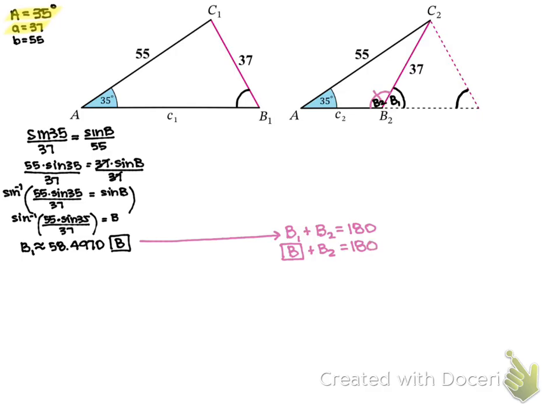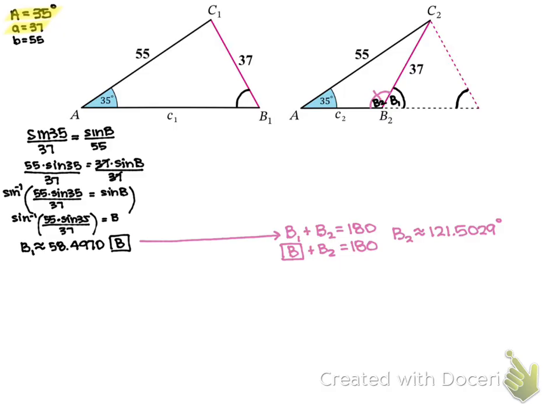Okay, so I'm going to do 180 minus the value I just found. So this tells me that B2 is approximately 121.5029 degrees. Now I'm going to store it. I don't know if I need to use it again. I don't even know if the second triangle exists or not yet. It's when I try to find the next angle that does it.